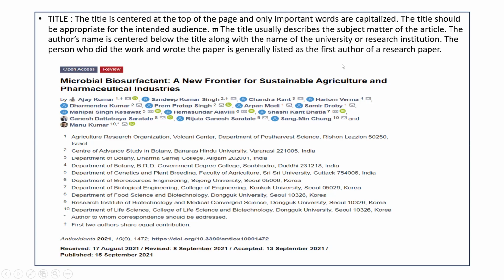Corresponding author means the paper is communicated by only one scientist, always only one author, and this is the author who is actually the guide also. So the star is, many times, either at the end with the guide or with the first author. So this is all about the title.